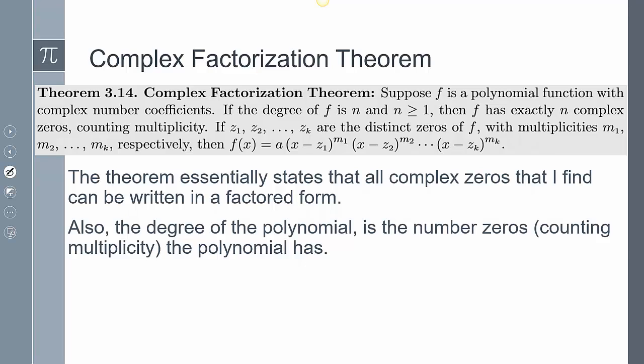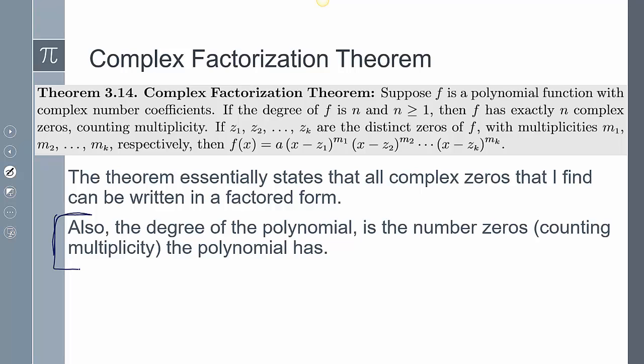So one of the first theorems is going to be the complex factorization theorem. And this says that suppose f is a polynomial function with complex number coefficients. If the degree of f is n, greater than or equal to 1, then f has exactly n complex zeros counting multiplicity. What's important about that is it's saying that the degree of the polynomial is the number of zeros the polynomial has.